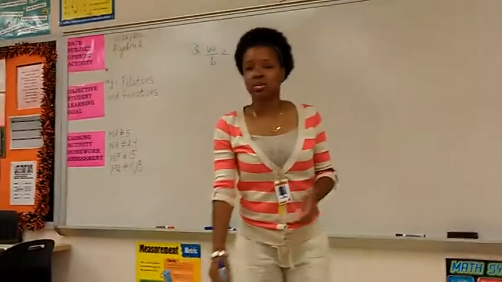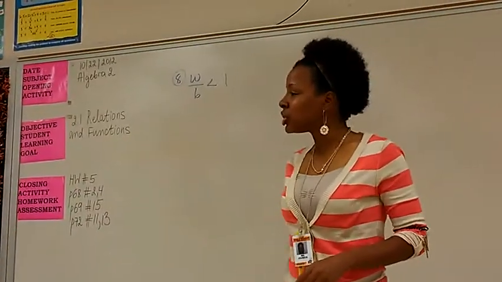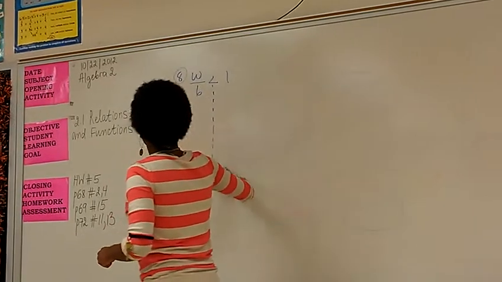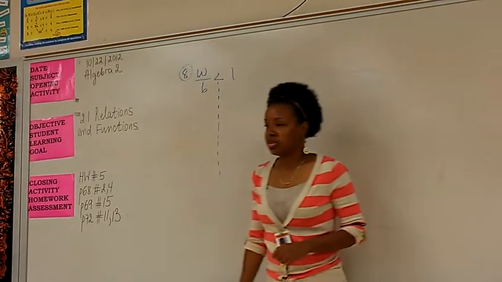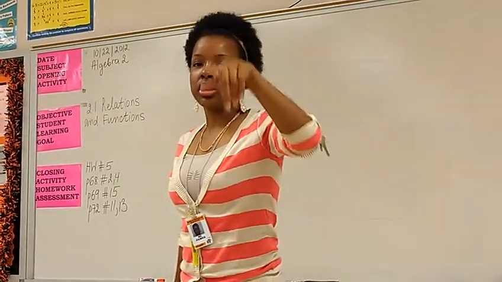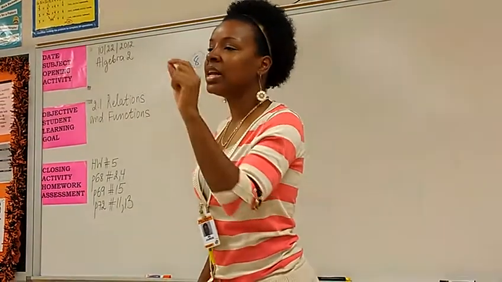W over 6 is less than 1. Now, here's my question to you. What did they do to the W? Charlie? They divided it by 6.